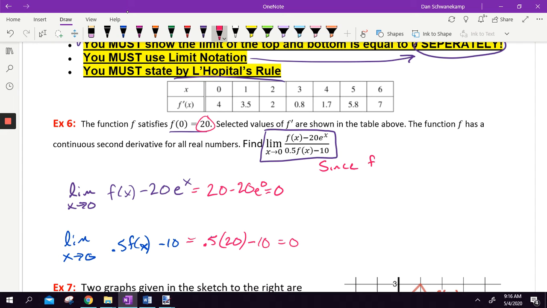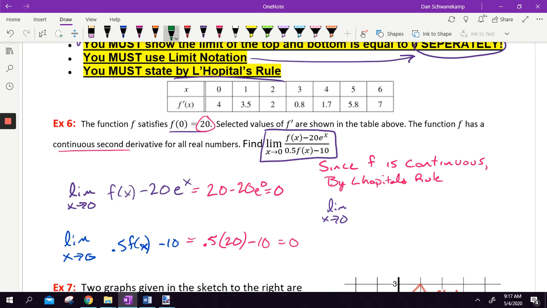Since f is continuous, and how do I know it's continuous? Because the function has a continuous second derivative, it's differentiable. Since f is continuous, by L'Hopital's rule, and then I'm going to go ahead and write it out. So the limit, make sure you're writing limit notation. Okay, is that a little bit annoying here? Absolutely it is, but we're going to do it anyways.